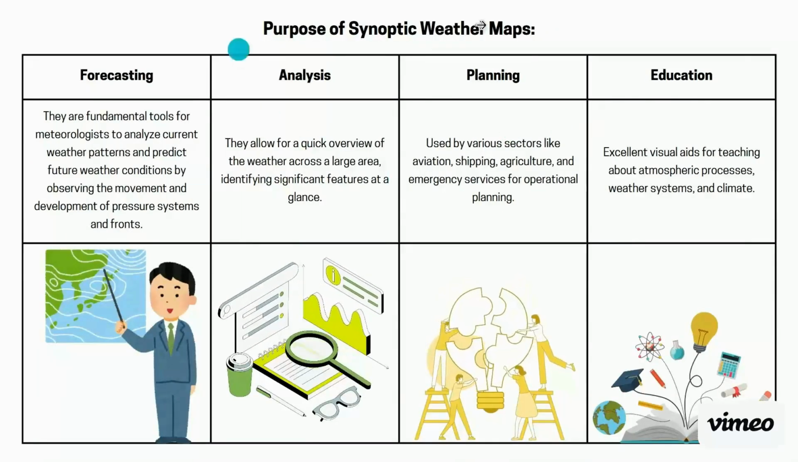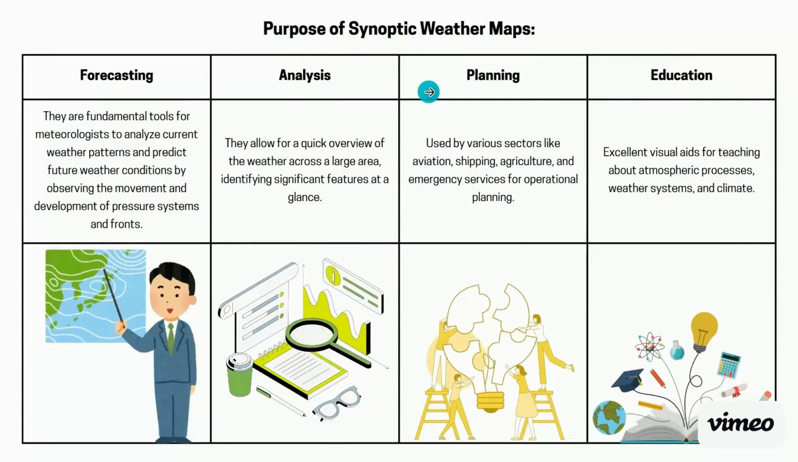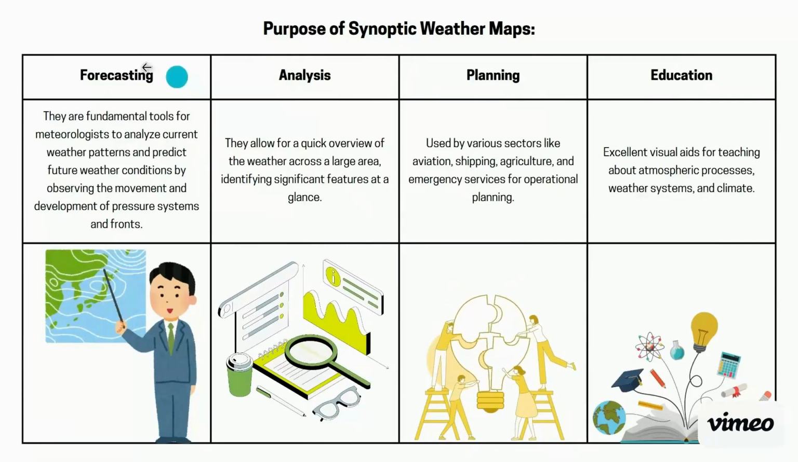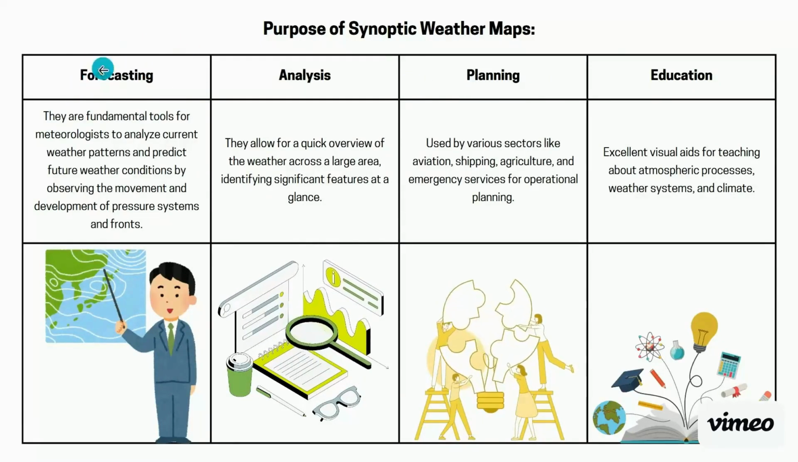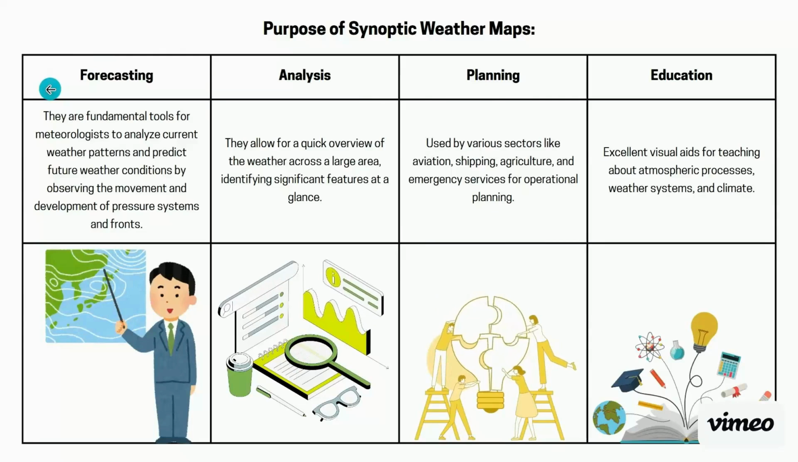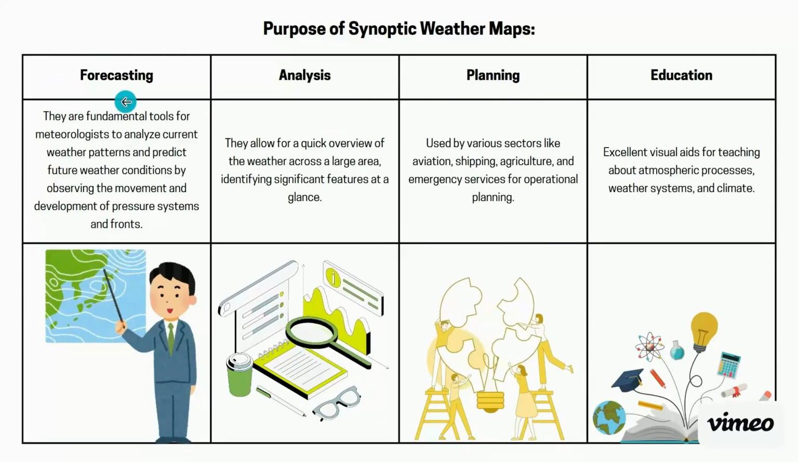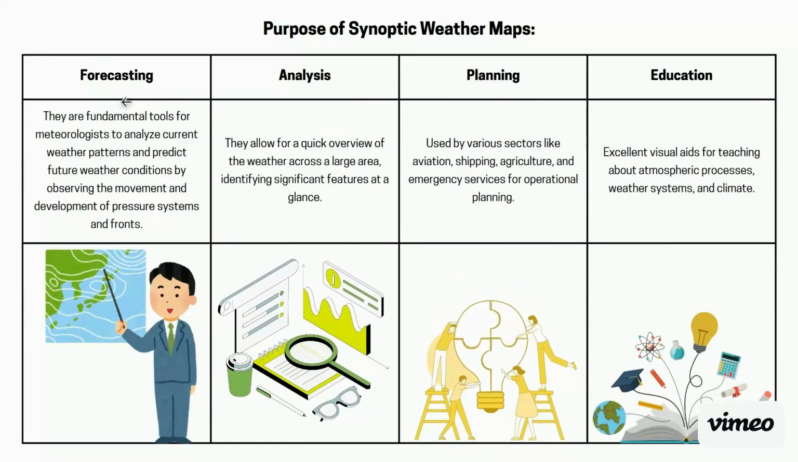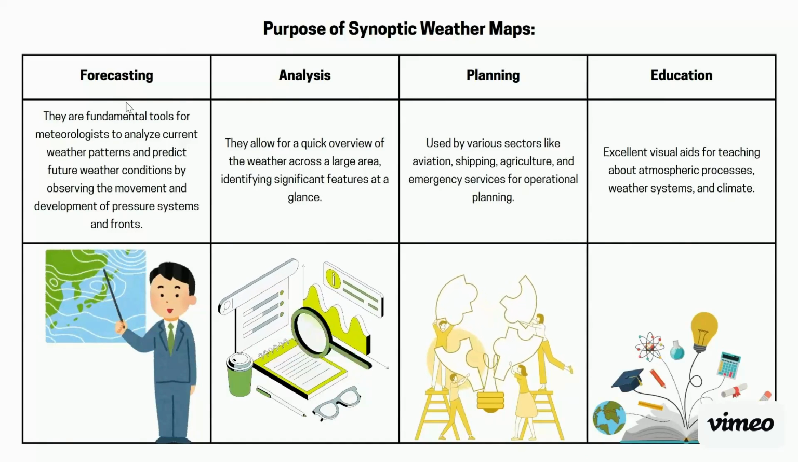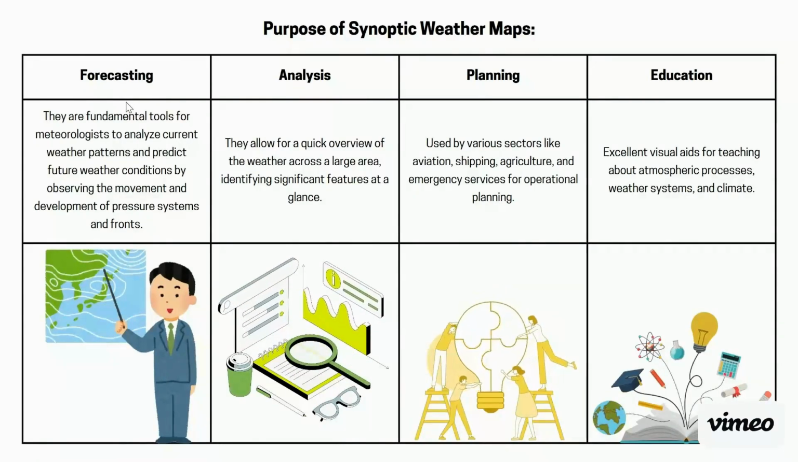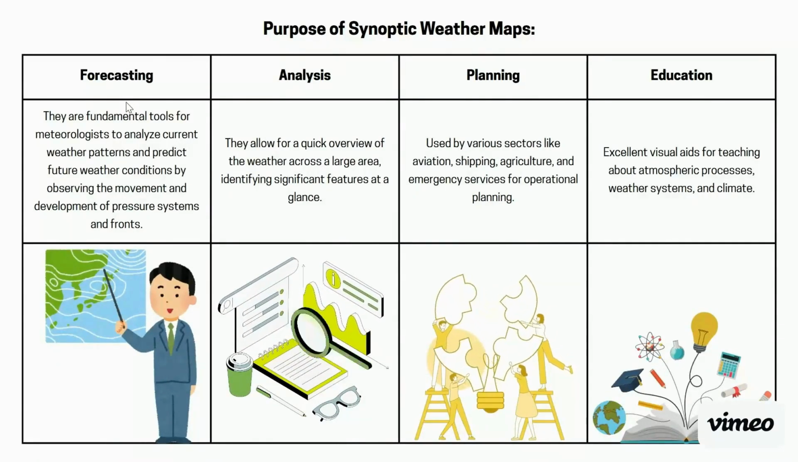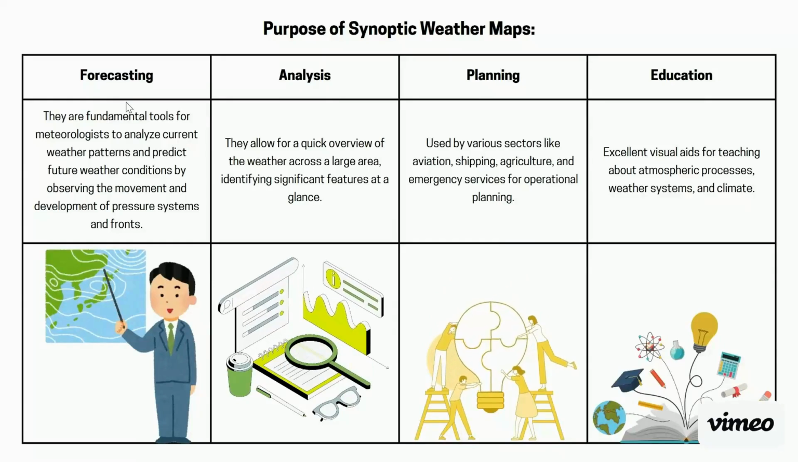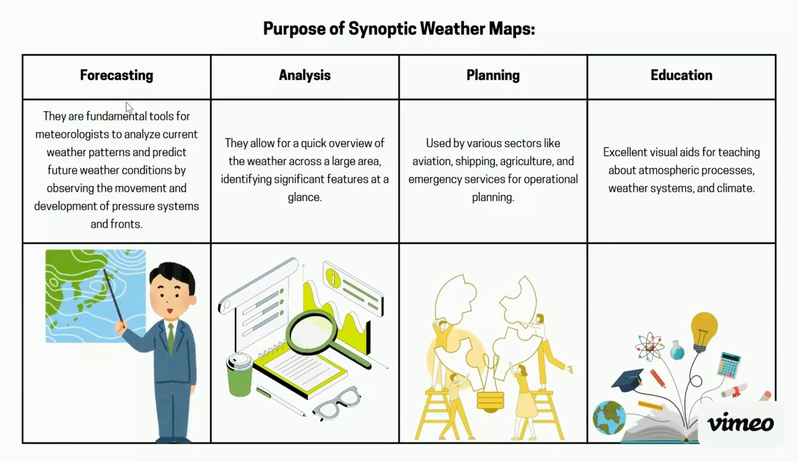So what is the purpose of a synoptic weather map? It is for forecasting. They are fundamental tools for meteorologists to analyze the current weather patterns and to predict future weather conditions by observing the movement and development of the pressure systems and fronts.